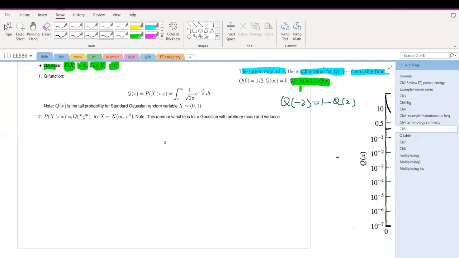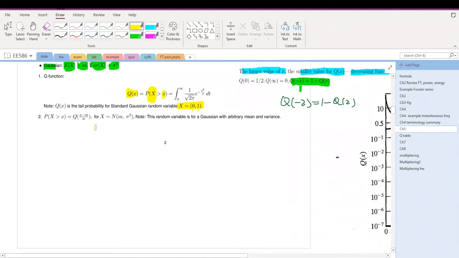In this video, we look at the probability of any Gaussian random variables. We want to review that Q(x). Q(x) is the probability of big X, a random variable, greater than the value of small x. And this big X, this random variable, is standard normal with zero mean and variance 1.